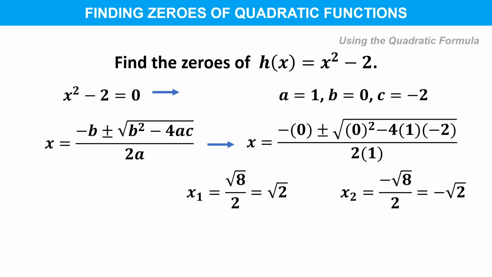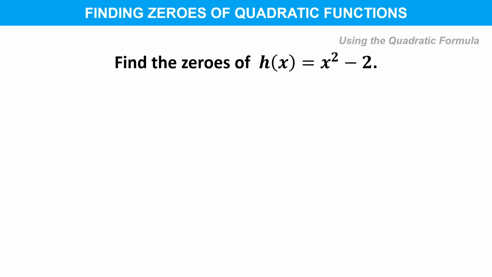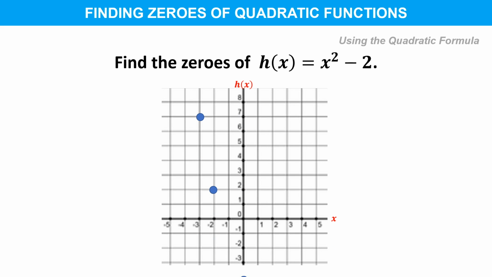Therefore, the zeros of h of x are square root of 2 and negative square root of 2. And the points square root of 2 comma 0 and negative square root of 2 comma 0 are the points on the graph of h of x that are on the x-axis. Here's the graph of h of x.